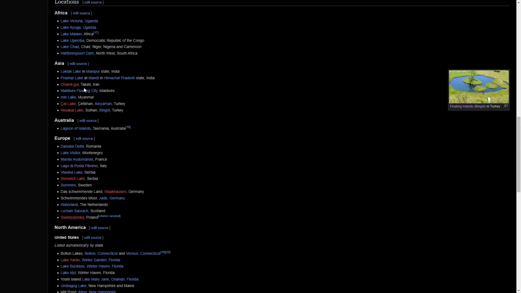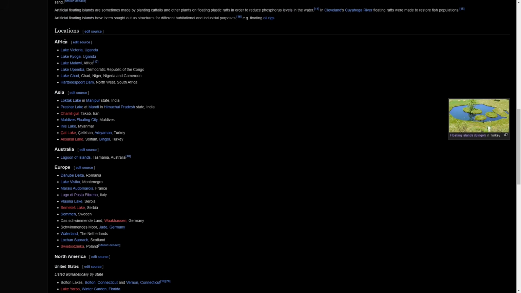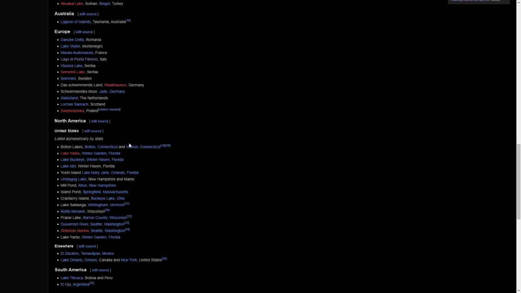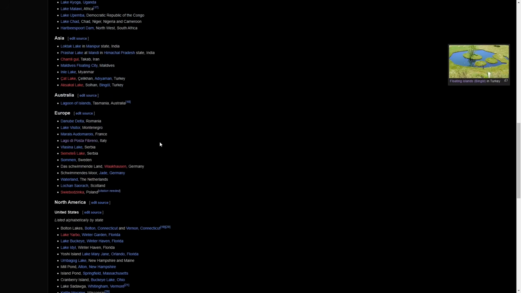There are a lot more examples of floating islands in the world. The Wikipedia article states many, but this has just been a few of the floating islands around the world.